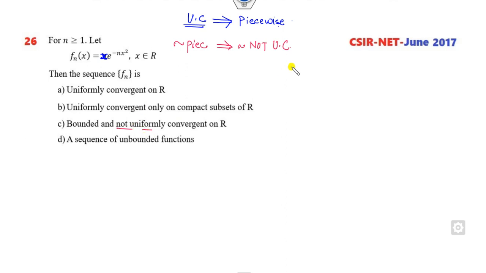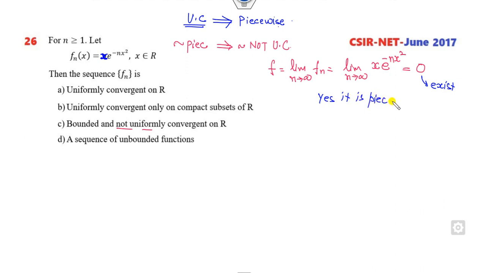So we will check whether it's piecewise continuous or not. We will check the limit as n approaches infinity of f_n. What is f_n? x e raised to power minus n x square. So what is the limit of this? This is 0, which exists. So it means yes, it is piecewise continuous. Fine, but we can never say it's not uniformly continuous. So this option may or may not be true.